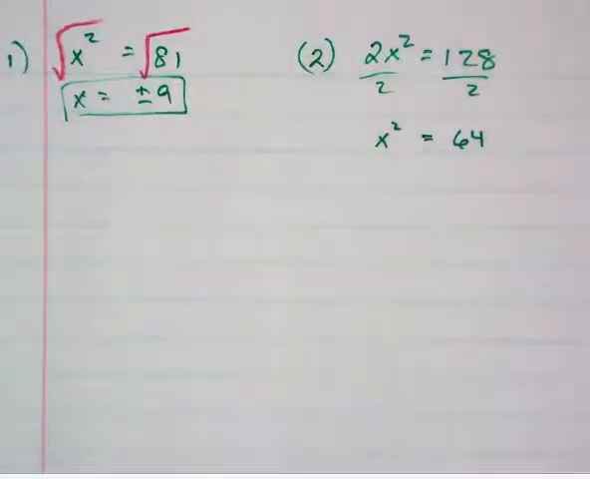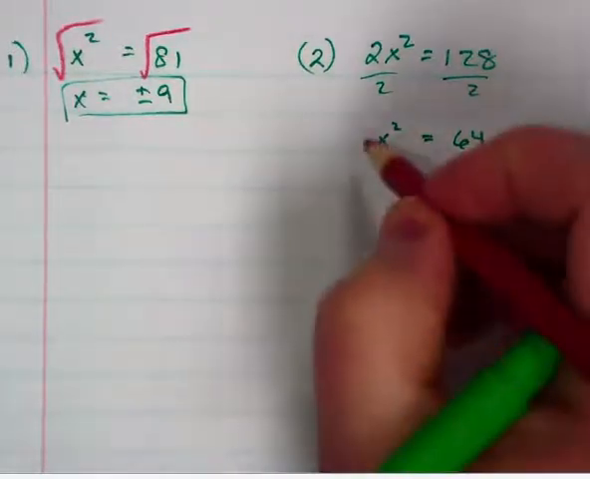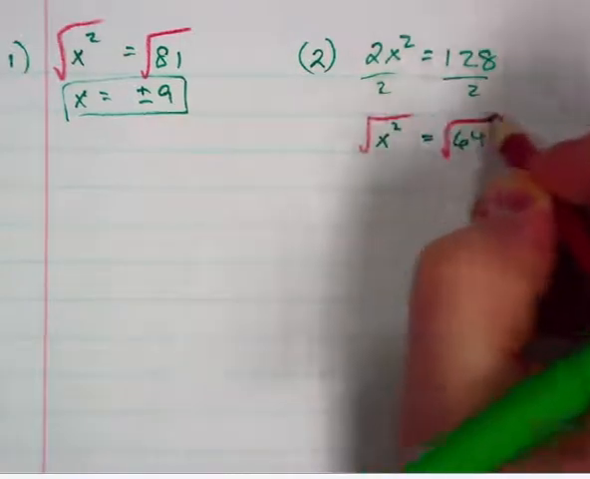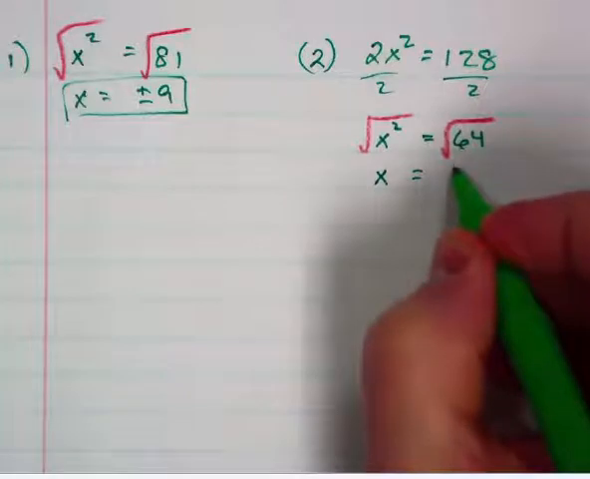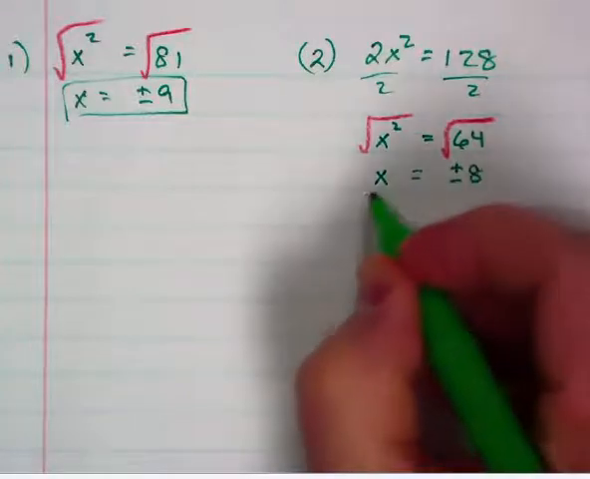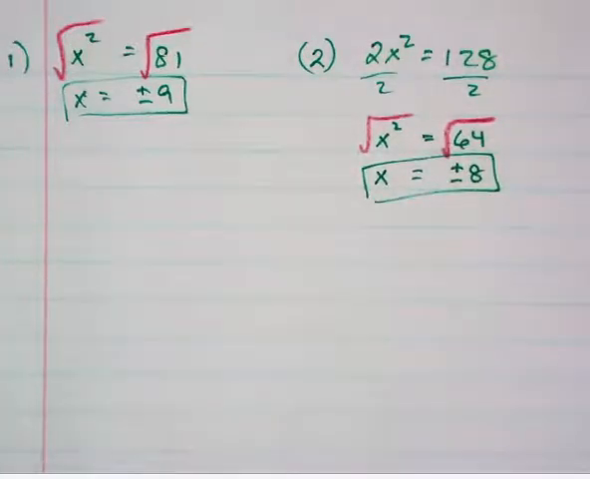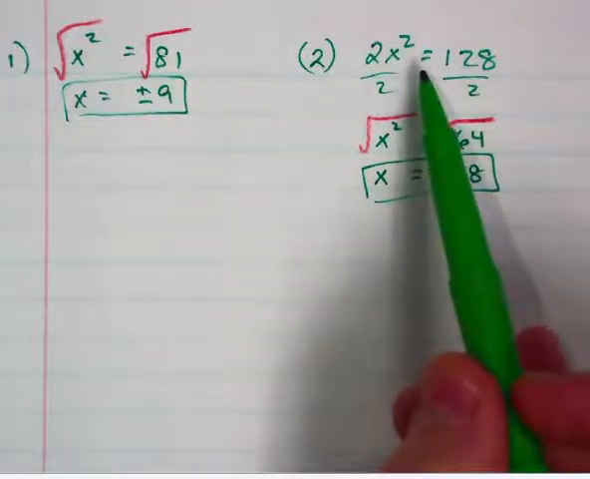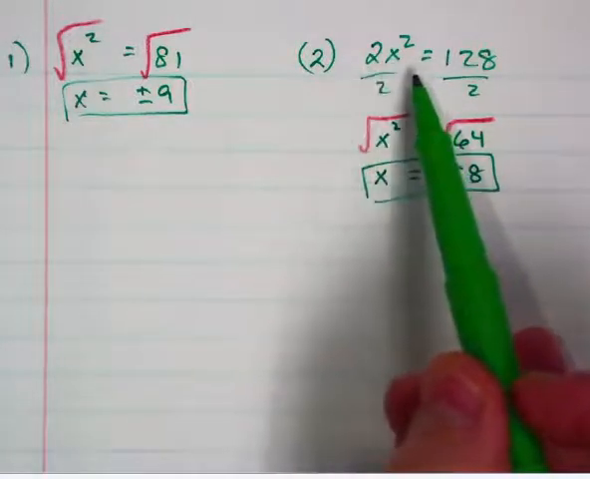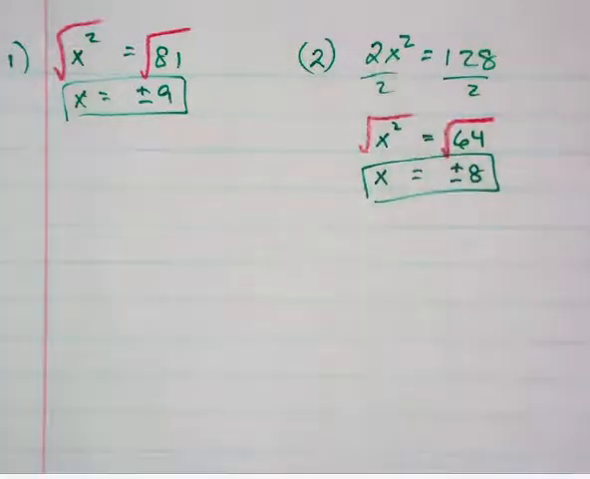Now that I notice that the x squared term is isolated, now I can do the square root. The square root of x squared is x. The square root of 64 is both positive and negative 8. Again, it would have worked to subtract 128, take out a GCF of 2, and then factor by difference of perfect squares. I would get the exact same answer, but this is more efficient.